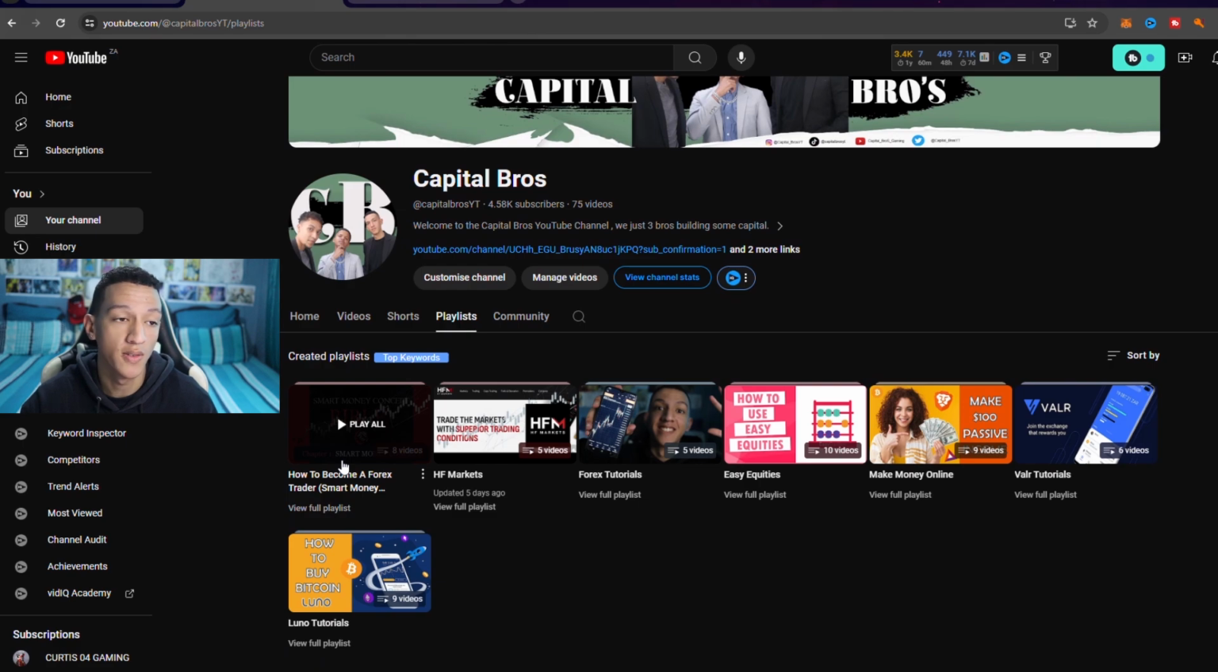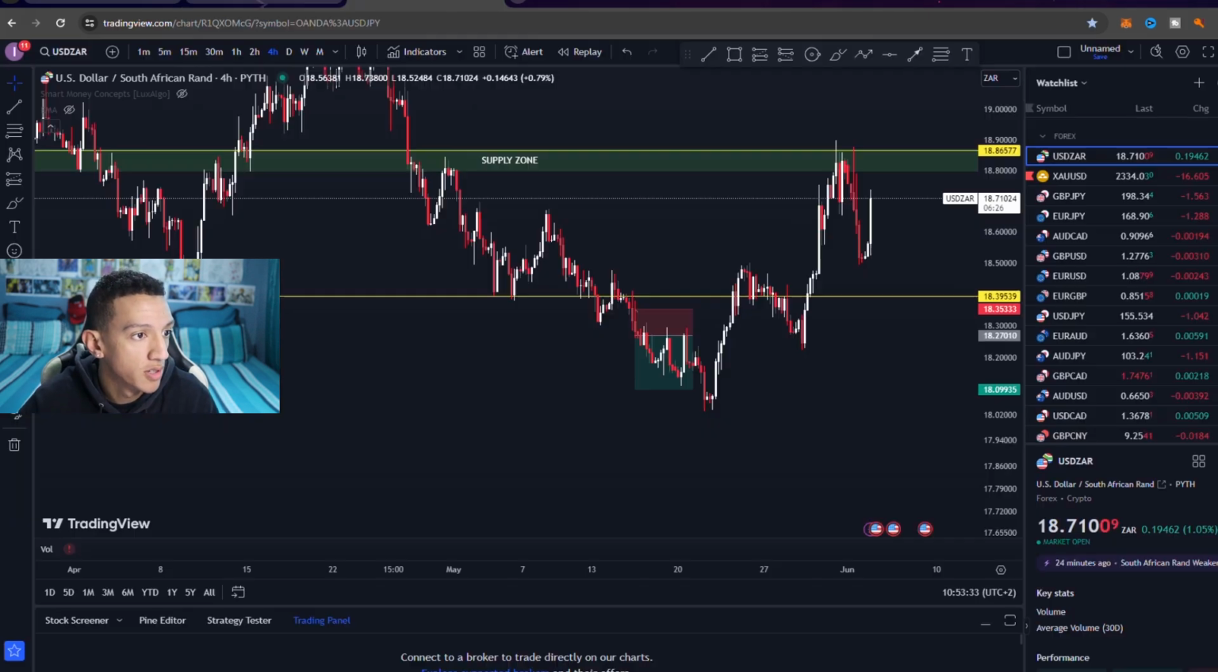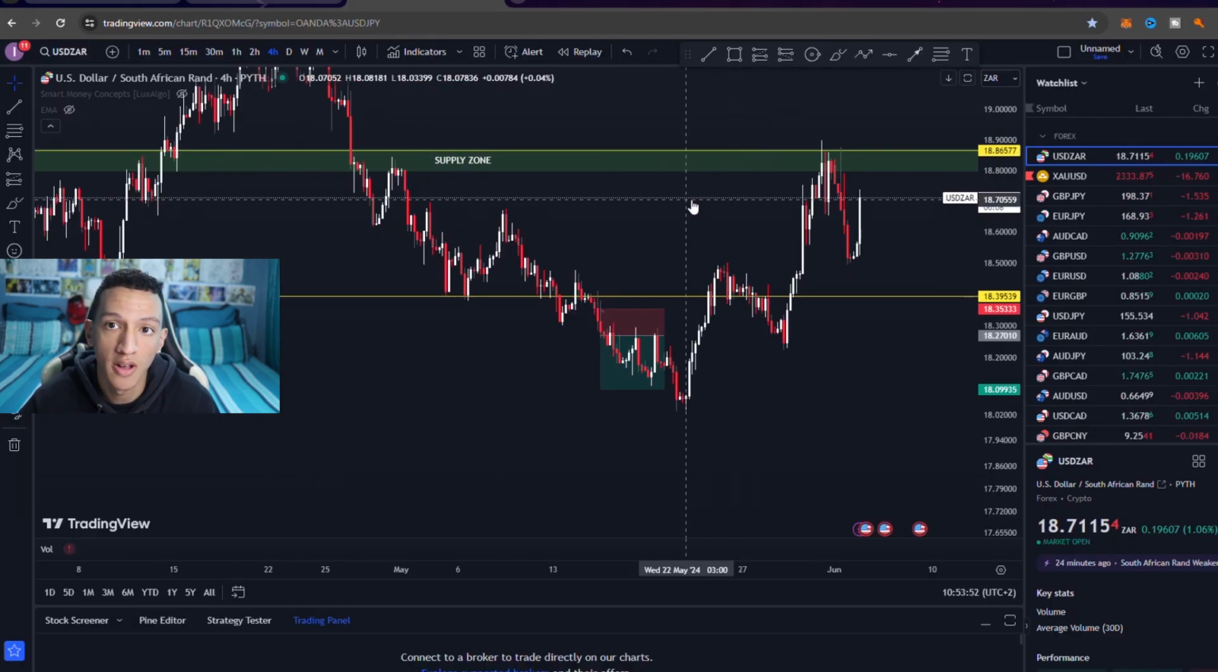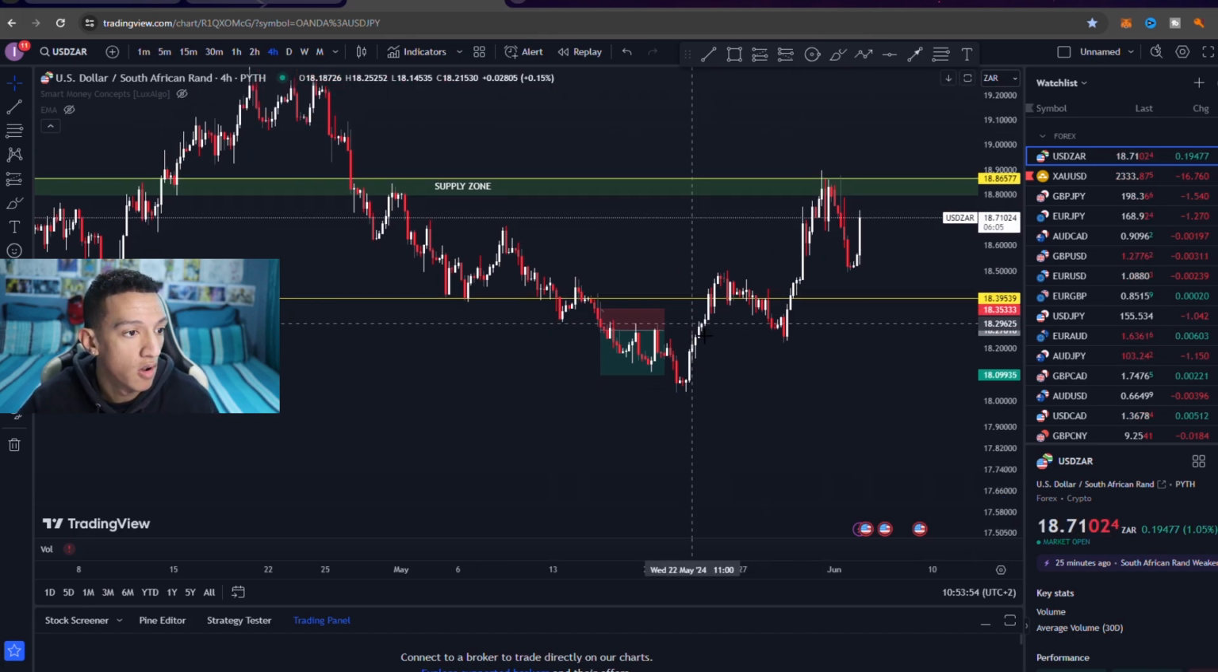There are a lot of strategies out there, so go with whatever you feel comfortable with. Don't overcrowd yourself with a lot of strategies. Pick one and stick to that one. So let's just look at the chart. I'm going to start at the 4 hour just to get the overall feel of the ZAR.